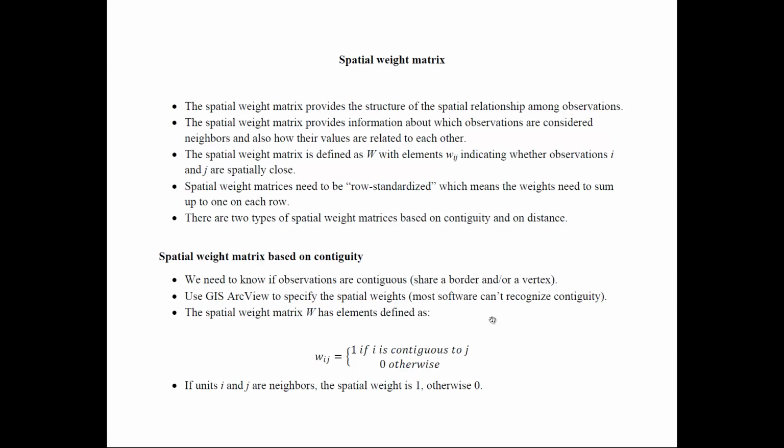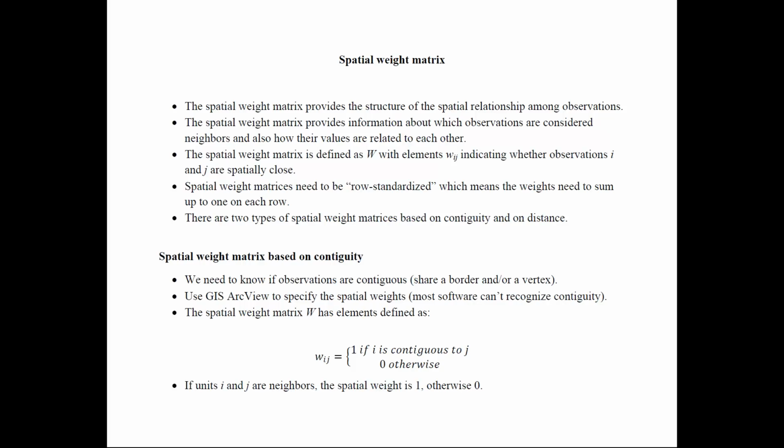And we could use GIS, ArcView, or some other software that could recognize spatial weights if you just give them who is a neighbor of whom. But in general, most statistical software cannot recognize contiguity. You have to do this in specialized software that has spatial capabilities and then bring this data into your software program.